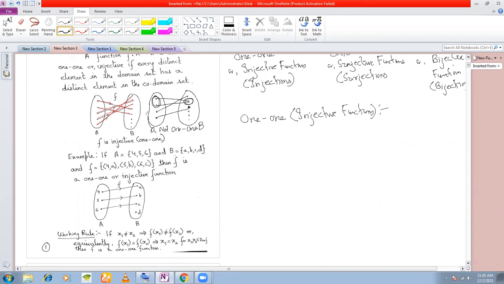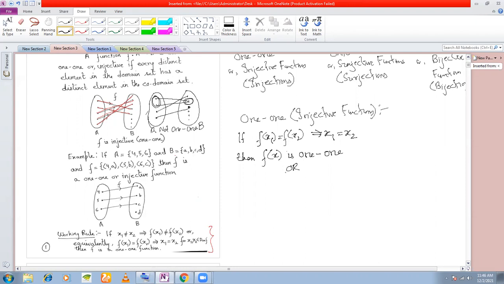Now, what is the mathematical way of checking whether a function is one to one? The mathematical way of checking a function is one to one is given here in the working rule. Now, what is the working rule? The working rule here is if f(x1) is equal to f(x2), means x1 equal to x2, then we say that f(x) is one to one. Okay, this is the mathematical way of checking.